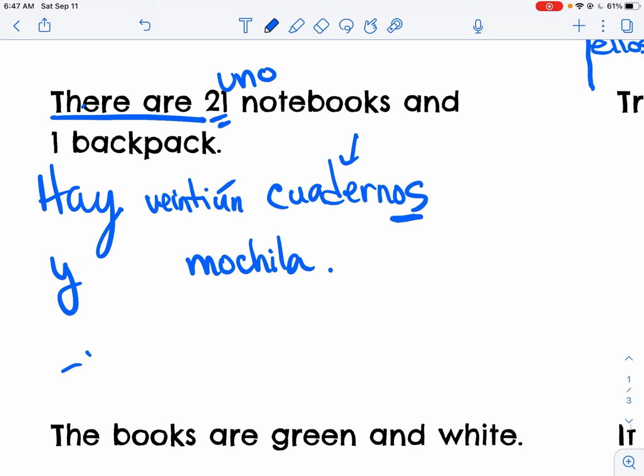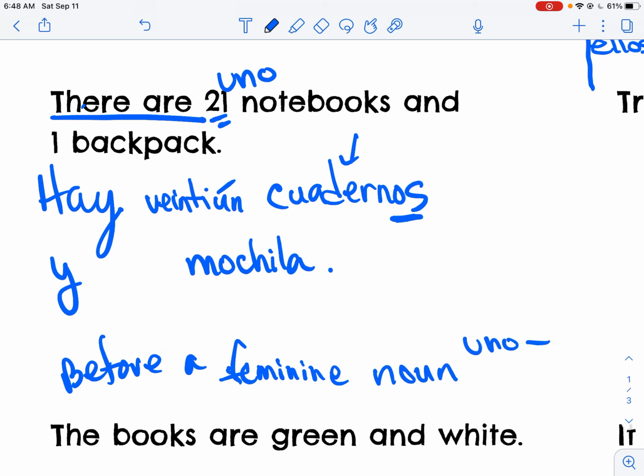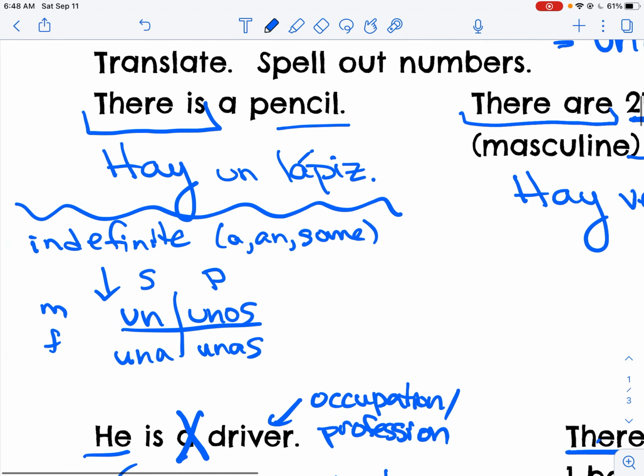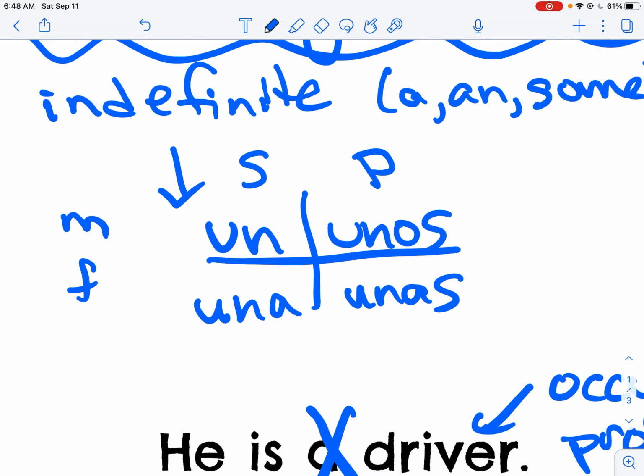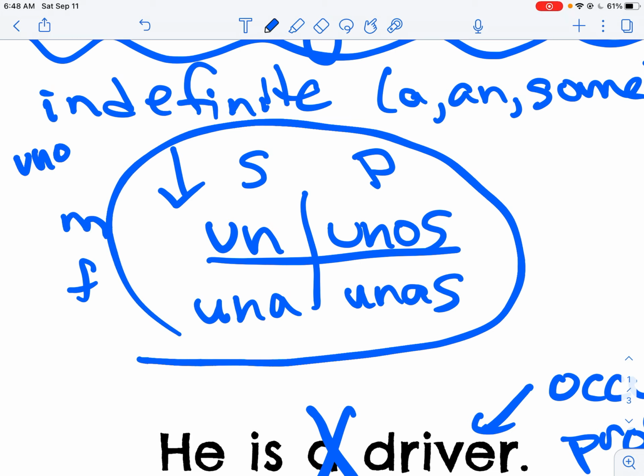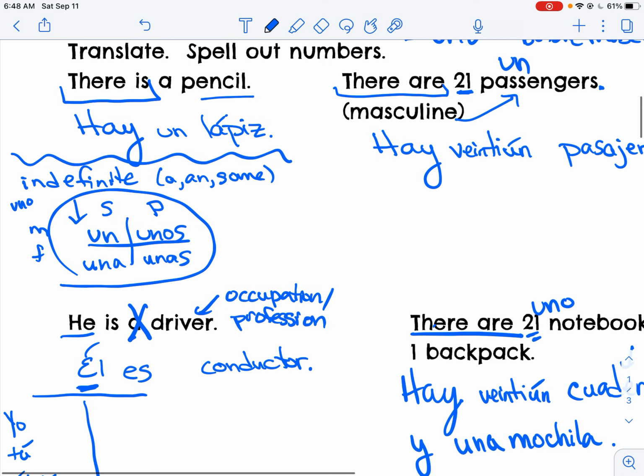One backpack. Now, if it's before a feminine noun, uno changes to una. So this would be una mochila. Guess what that came from? Right here. The indefinite articles. That's where it came from. If you can't tell, the unos change to these forms right here. Uno changes to those forms. So you're saying a or an item.